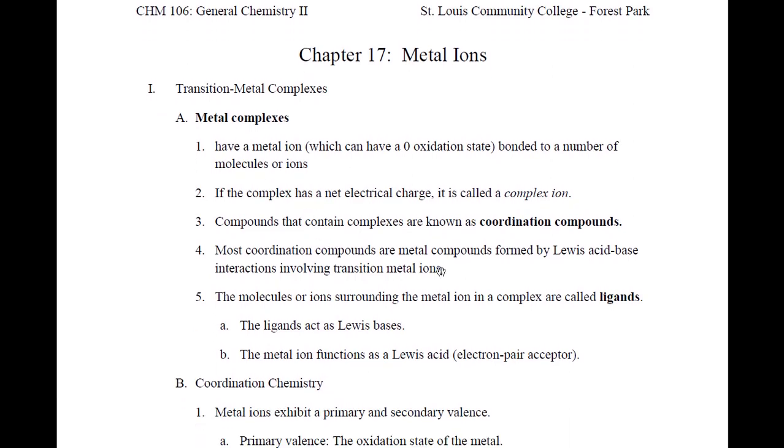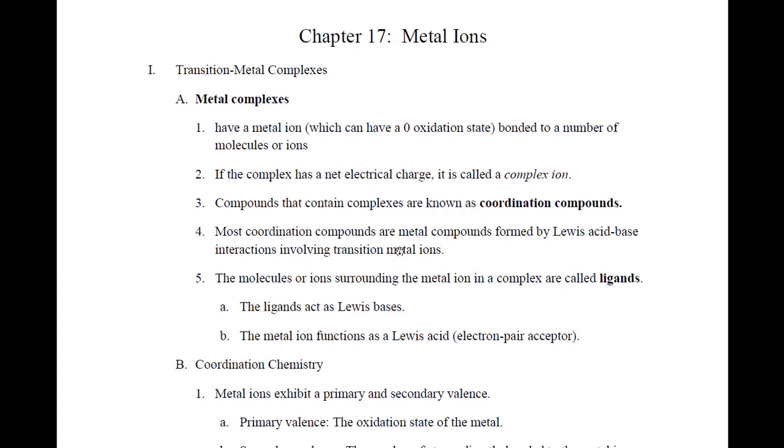Compounds that contain complexes are known as coordination compounds, and the reason for that is that the pairs of electrons off of these, whether molecule or ion, that are bonded into the metal, those electrons form what are called coordinate covalent bonds. So we call these coordination compounds. Most coordination compounds are metal compounds formed by Lewis acid-base interactions involving transition metal ions. But again, it could be a metal in its elemental form as well.